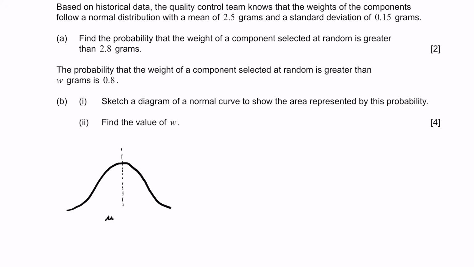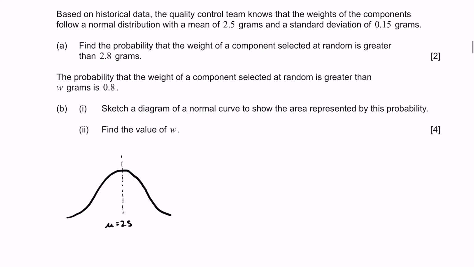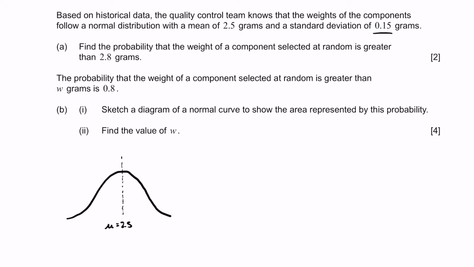The mean itself is 2.5 grams, and the standard deviation right here is 0.15 grams. So if we wanted to, not necessary, but we could write 0.15 grams. And we want to find the probability that a component selected at random is greater than 2.8. So what is 2.8 here? 2.8 might be something right about here, I suppose. Maybe that's 2.8.